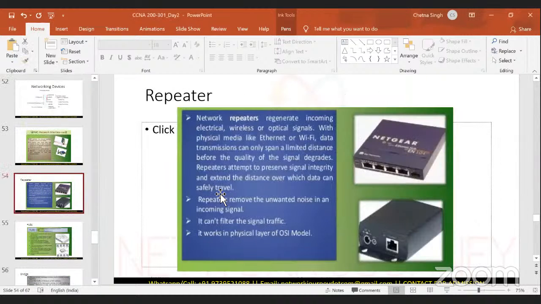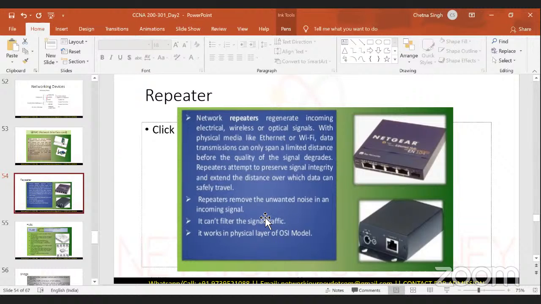So coming back to the repeater, this is how the device looks. It regenerates the incoming electrical, wireless, or optical signals, the way I was talking about. With physical media like Ethernet or Wi-Fi, the data transmission can only span a limited distance before the quality of the signal degrades. So the repeater attempts to preserve the signal integrity and extend the distance over which the data can safely travel. It removes the unwanted noise in an incoming signal.